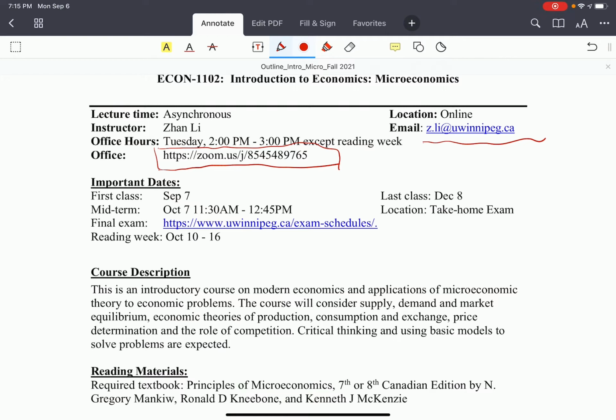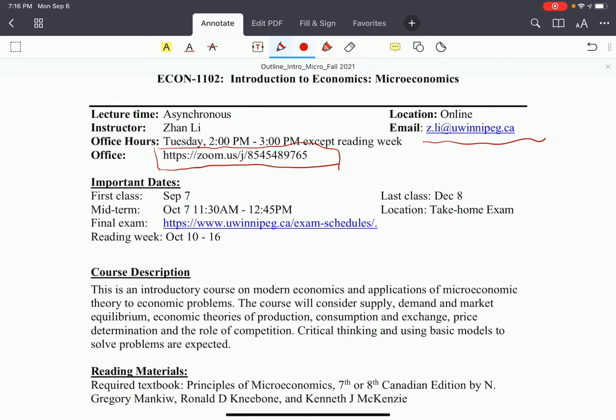Our first class would be tomorrow, which is a Tuesday, and it's September 7th. And the last day of class would be December 8th. I think the official deadline is actually before December 8th. But then there are two holidays, and then we have to extend our semester until December 8th because of the holidays.